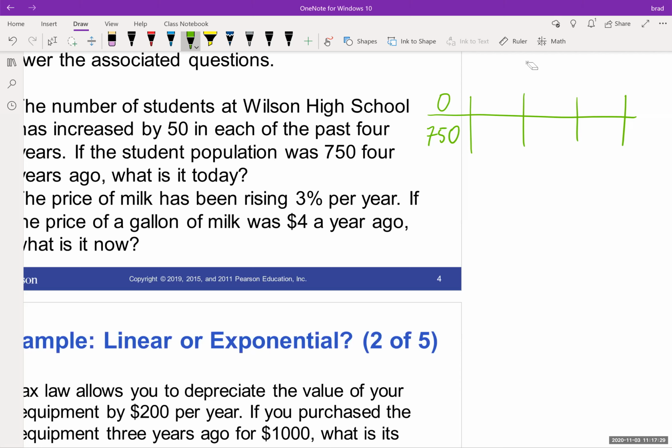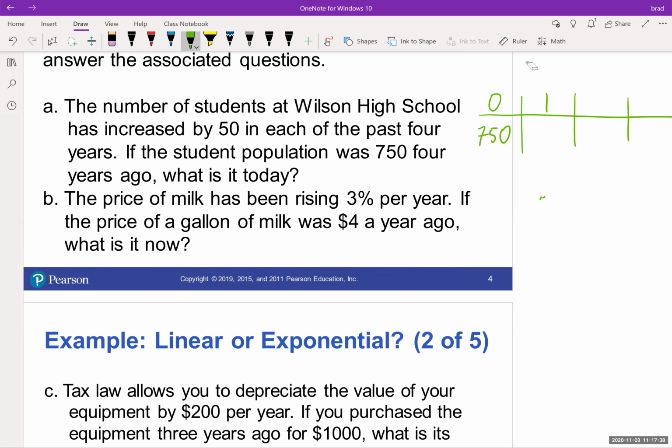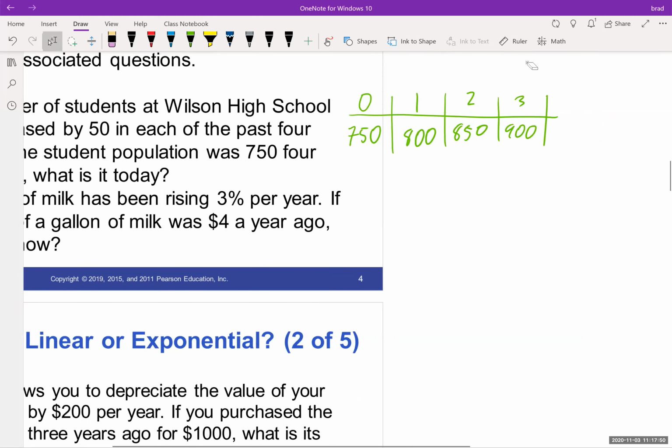So what will it be next year? In 1 year after that start, it says it's grown by 50 each year. I already know this is going to be linear because they're saying it's growing by the same amount, not the same percentage each year. So this will be 850. This will be 900. And this will be 4 years from now. So this will be 950. Okay. So it grew.